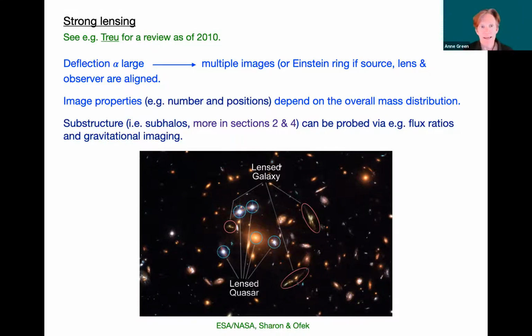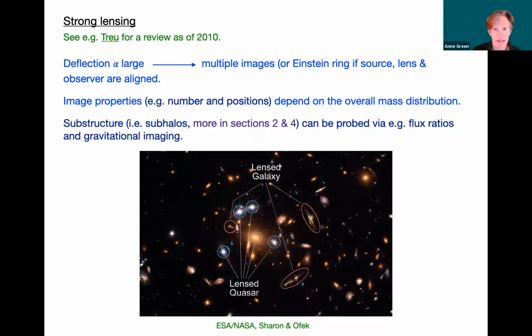A particular case, though, is when you get the source, lens, and observer accidentally perfectly aligned. And in that case, you get a symmetric situation where instead of having multiple images, you get a single Einstein ring. They're very pretty, but they're not that common. They're not the default for what happens.